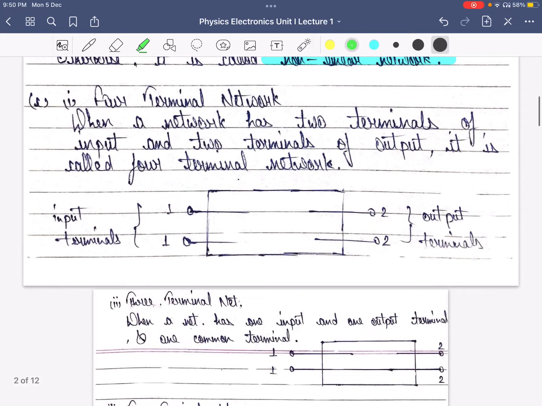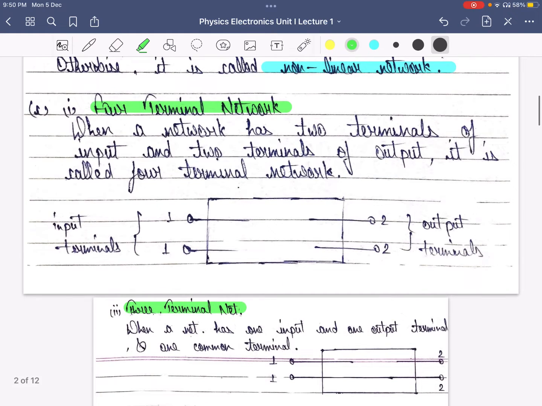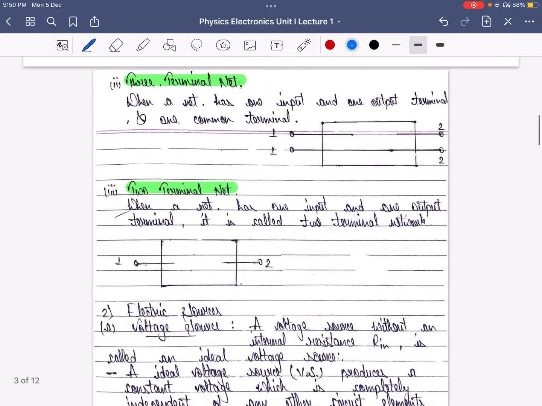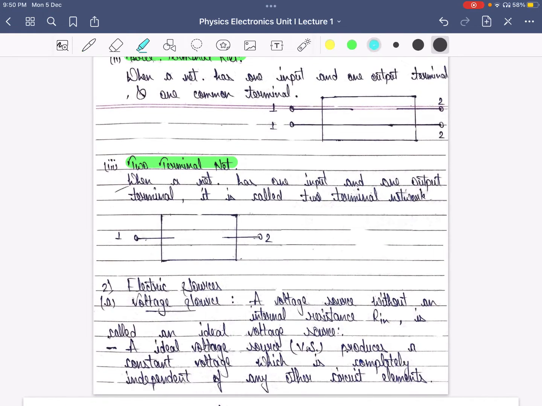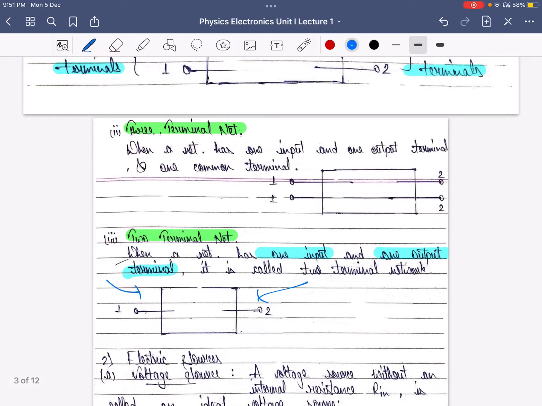Now we will be taking a look at the four-terminal network, three-terminal network, and two-terminal networks. Now, if the network has two input terminals and two output terminals, then it is a four-terminal network. In the case of two-terminal network, we have one input terminal and one output terminal, as you can see here in the diagram. In the case of three-terminal network, we have one input terminal, one output terminal, and one common terminal.